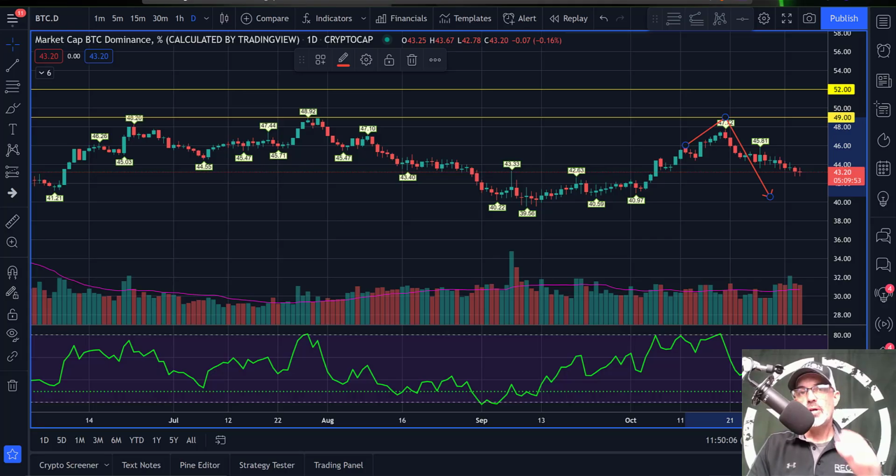Now, another factor you want to consider is Bitcoin dominance, and that is the chart we're looking at here. What the Bitcoin dominance chart basically shows you is whether or not Bitcoin is outperforming the altcoins. And a few videos ago, I had highlighted that if the Bitcoin dominance actually went up and broke above these levels, Bitcoin would continue to outperform the altcoins.